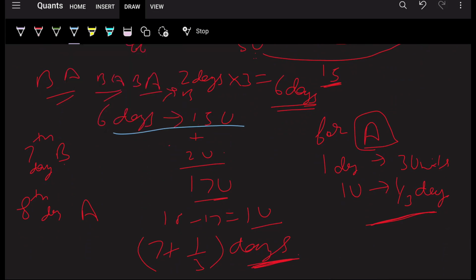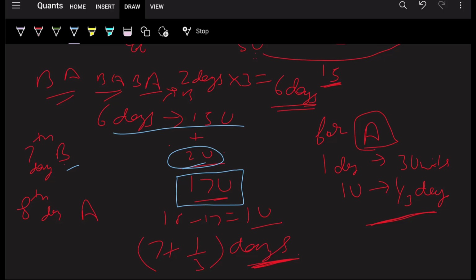Now on the 7th day, B will come for work. And how much work will he do? 2 units of work. So 15 plus 2 will be 17 units. So in 7 days, 17 units of work is completed. Now total work is 18 units, so 1 unit of work is remaining and 7 days are completed. Now B has worked till now, so who will come for work? A will come for work. So on the 8th day, A will come for work.